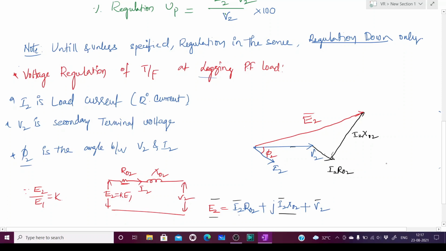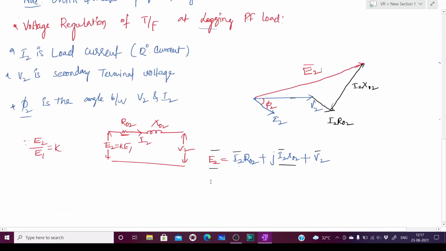So what is voltage regulation here? We need to find voltage regulation, which is equal to E2 minus V2 divided by E2. This is what we need to find. We need to find E2 minus V2 and divide it by E2. So how can we find E2 minus V2?